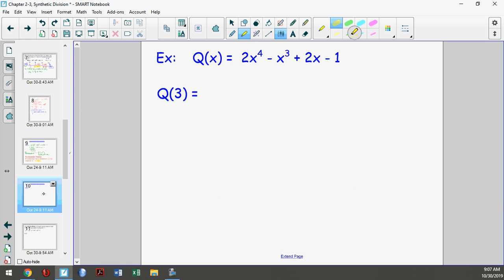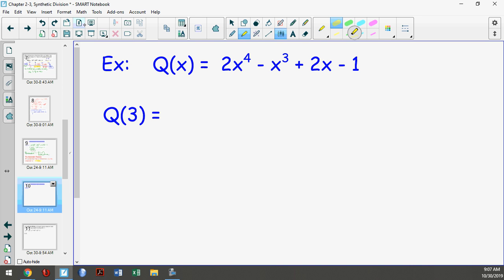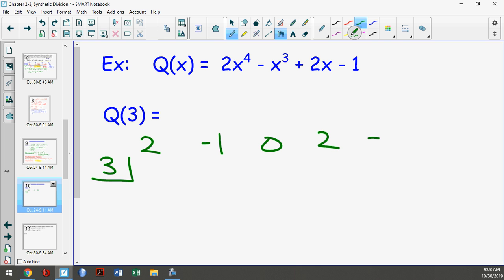Let's go ahead and do the same problem I just did with plug and chug, but let's do it with synthetic division now. So if I'm doing that with synthetic division, I'm going to go ahead and put a 3 inside the half box. And I'm going to start dropping down the coefficients, right? So this is going to be a 2x to the fourth minus 1x cubed. Do I have an x squared? 0. 2x minus 1.